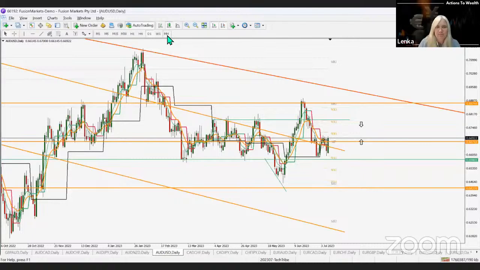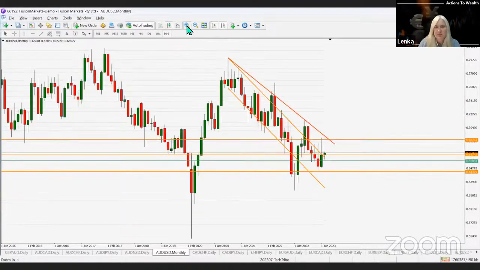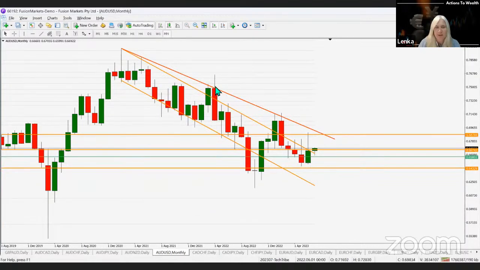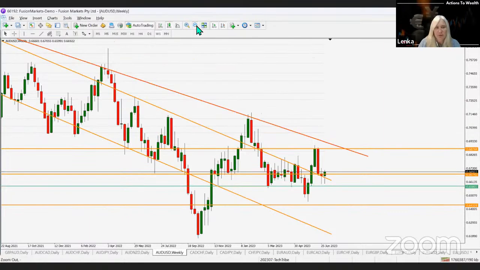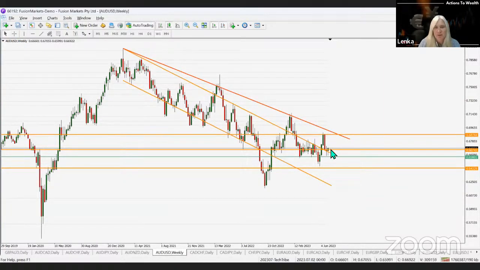Overall, I'm still short on Aussie USD. It keeps rejecting and has not broken that monthly trend line. Also, on the weekly, we are still within that channel, just above it. So the next level is that horizontal level, so it looks like we might be going within that possibly this week. Otherwise, I would look for anything underneath to go short there.